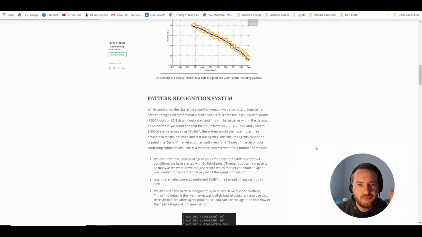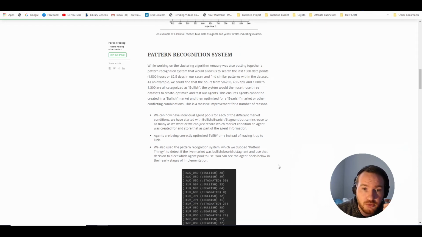So the idea with the pattern recognition system is that we can negate that, and we can ensure that agents created for a bullish market are optimized for a bullish market and tested in a bullish market. Therefore, we get more consistent results, and the agents reach their full potential, so to speak.